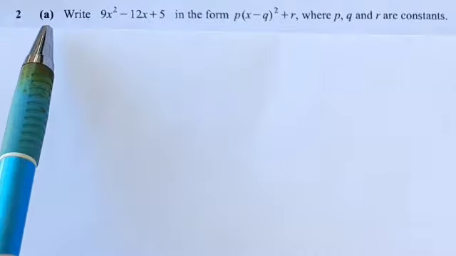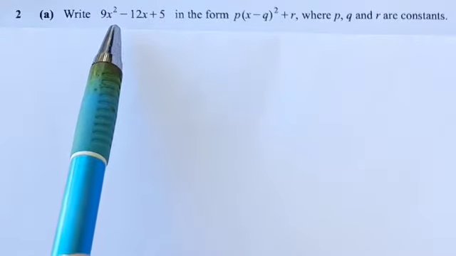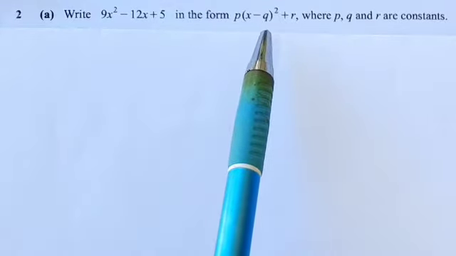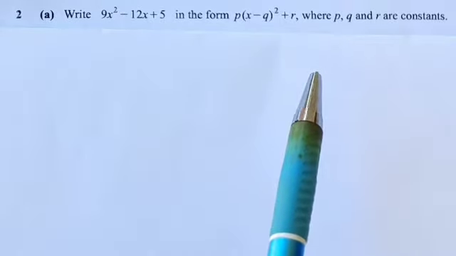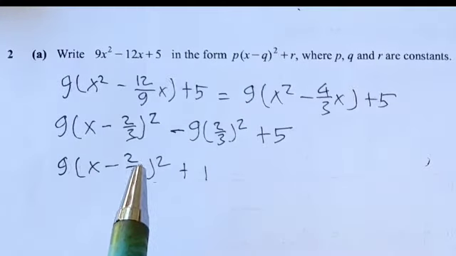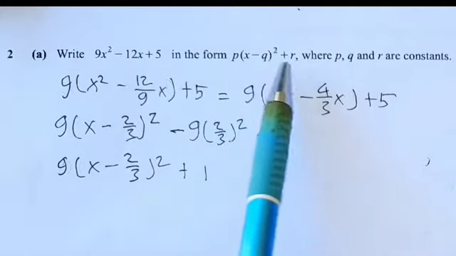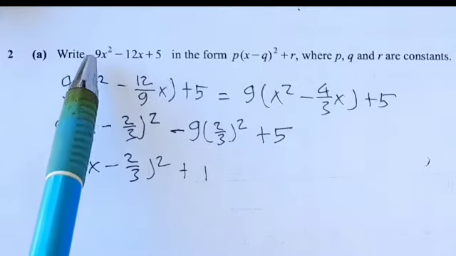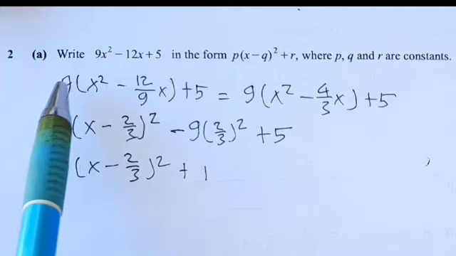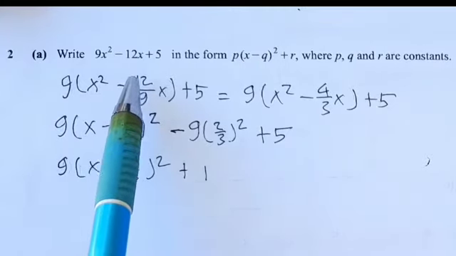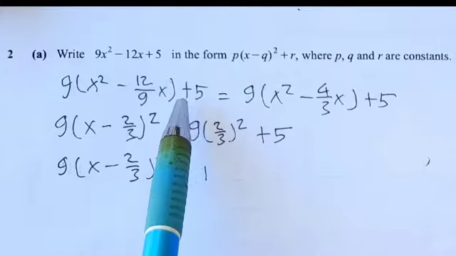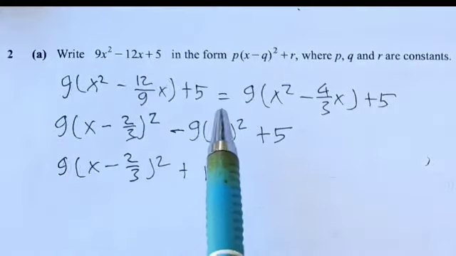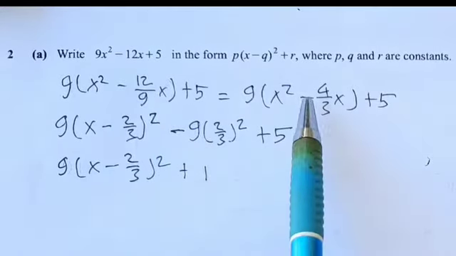Now question number 2a. Write 9x squared minus 12x plus 5 in the form p times (x minus q) squared plus r, where p, q and r are constants. This is actually the completed square form. First we put the 9, the coefficient of x squared, outside the brackets. Thus 9 times (x squared minus 12 over 9 x plus 5/9). Minus 12 over 9 equals minus 4 over 3.